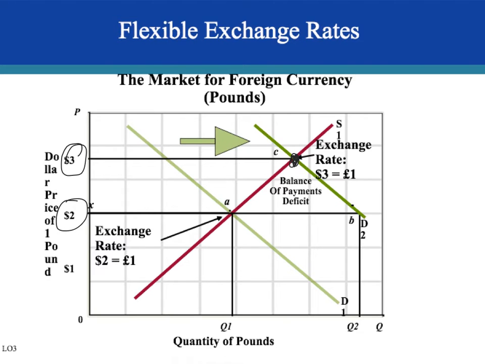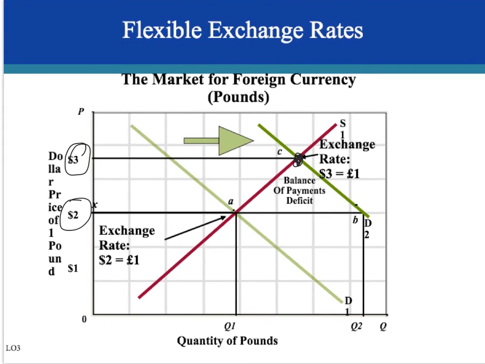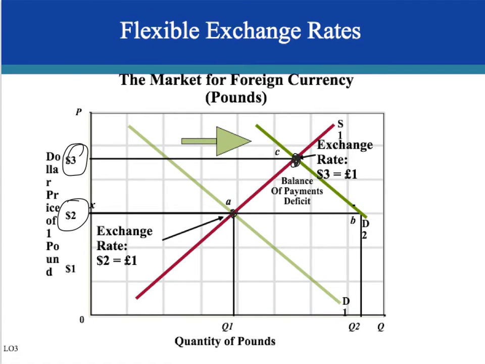Now, if it were a fixed exchange rate, so for example, let's say no matter what, it will always take $2 to buy a pound, then what would happen is the shift from A to B, since it wouldn't be allowed to adjust to point C, then a balance of payments deficit will occur. We can see here that there's a higher demand for pounds than there is a supply.